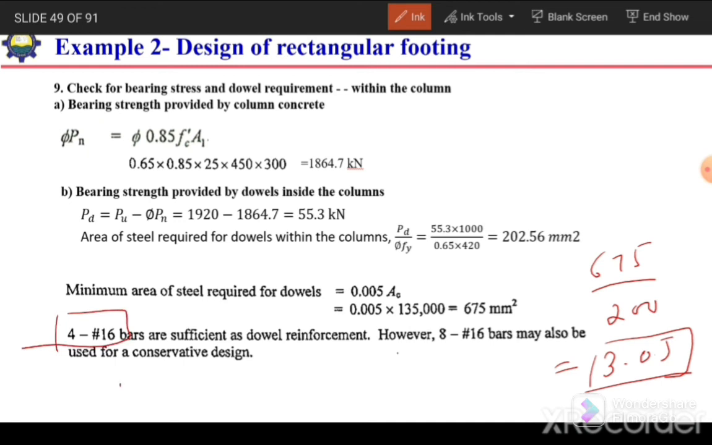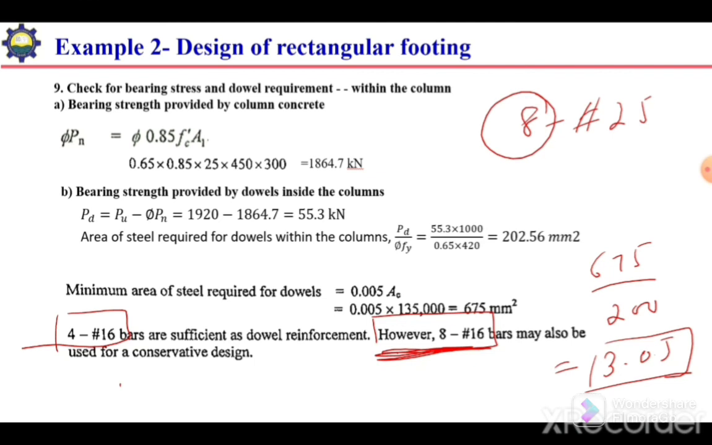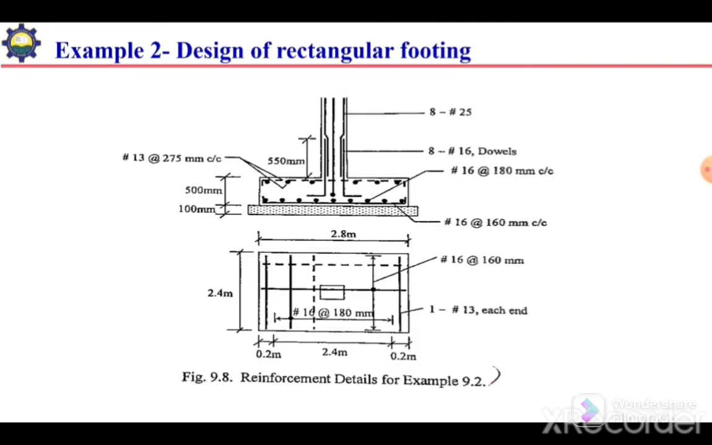But the preferable is we need to provide as many dowel bars as the number of bars in the column. So our column has 8 number 25 bars, so we need minimum 8 bar as a dowel reinforcement. That is preferable. So we can use 8 number 16 bar as a dowel reinforcement. Although it is more than the required, but we need to use this 8 number 16 bar as a dowel reinforcement. Okay, after that we have checked all the limitations. We have satisfied our footing slab against all the failure modes.